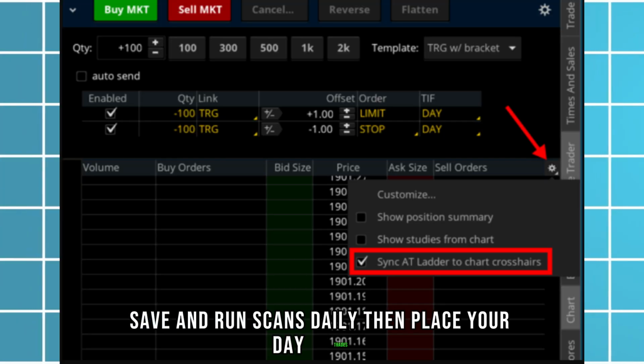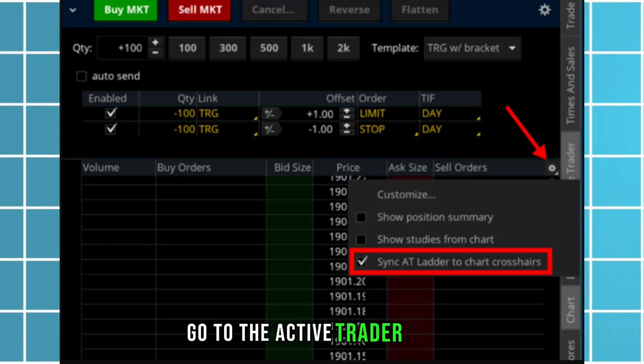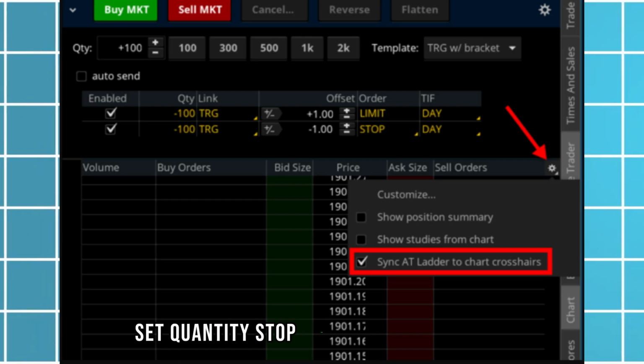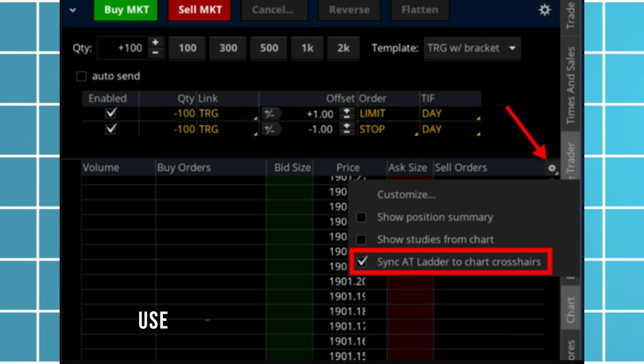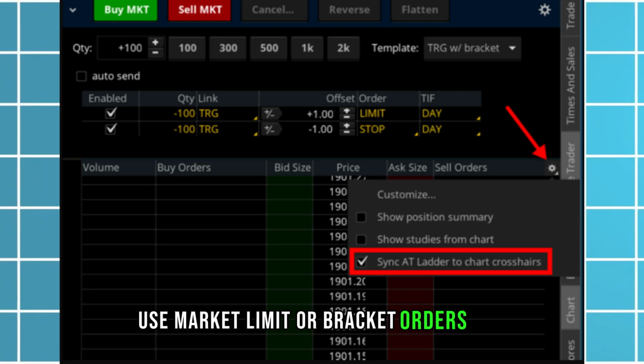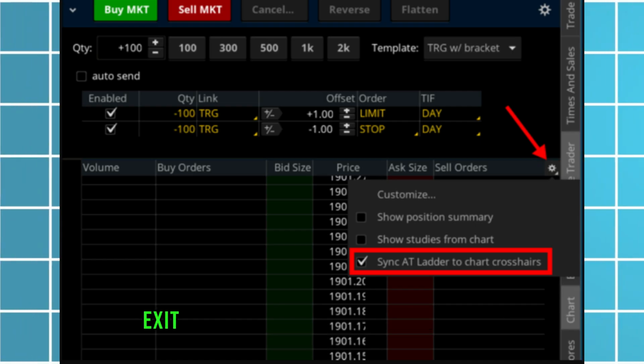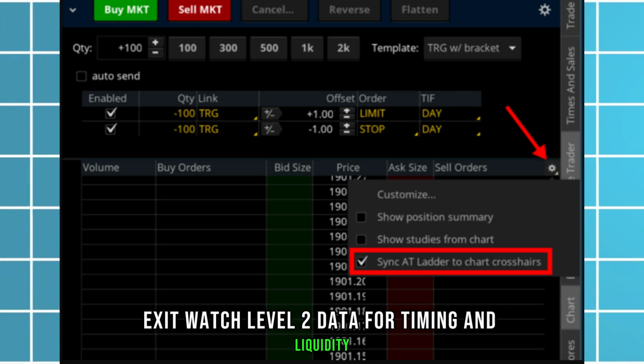Then, place your day trades. Go to the Active Trader panel. Set quantity, stop loss, and profit target. Use market, limit, or bracket orders for fast entry and exit. Watch Level 2 data for timing and liquidity.